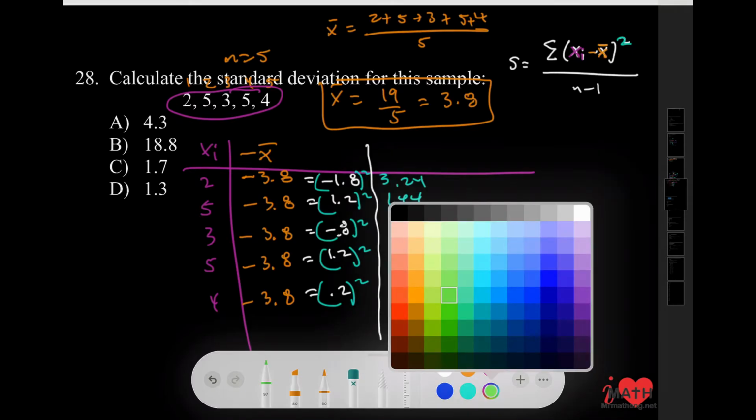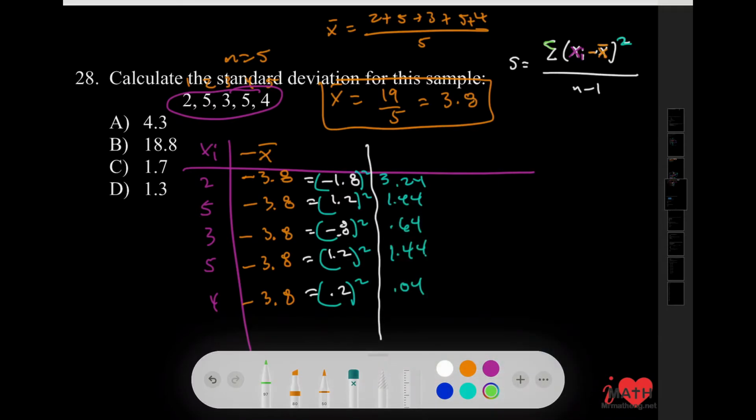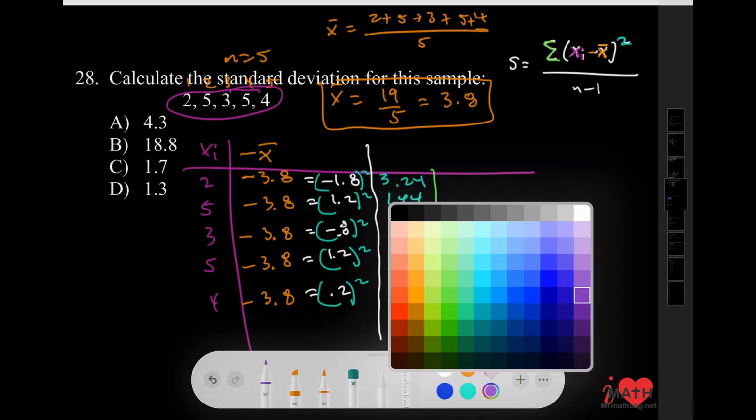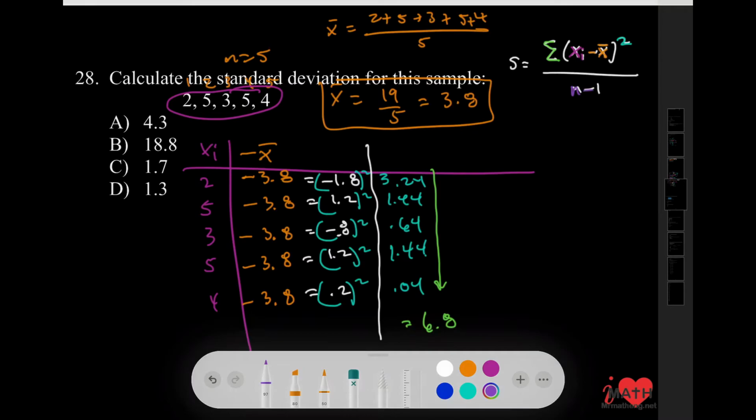Okay, so now what we're going to do is take the summation, which basically means we're going to add up all of these values. 0.64 plus 1.44, 0.04. And I get a summation of 6.8. Okay, now we take that number and we're going to divide it by n minus 1.